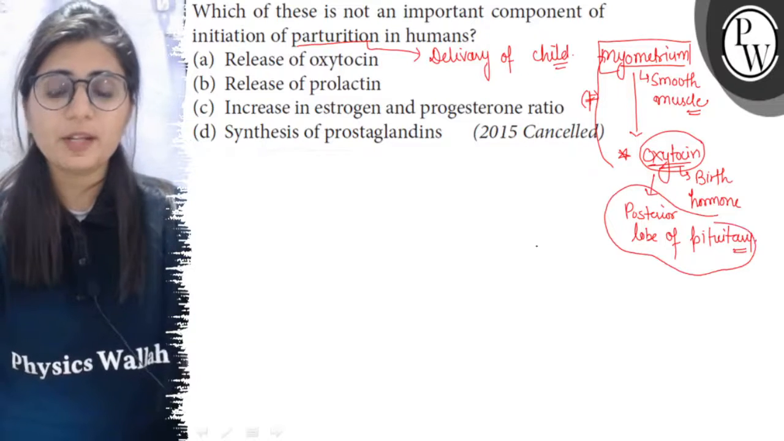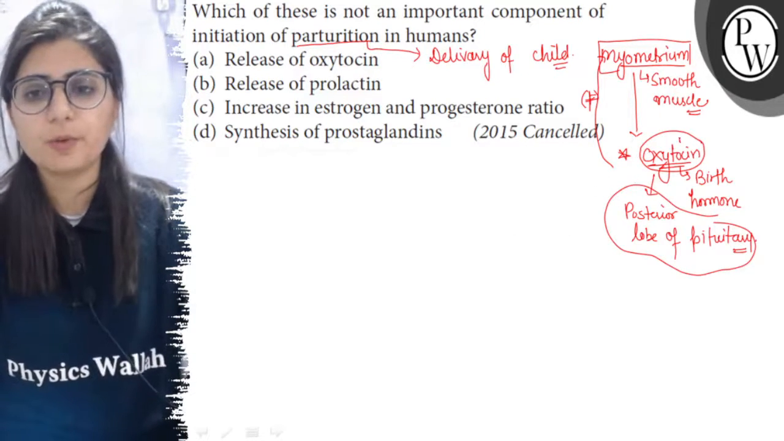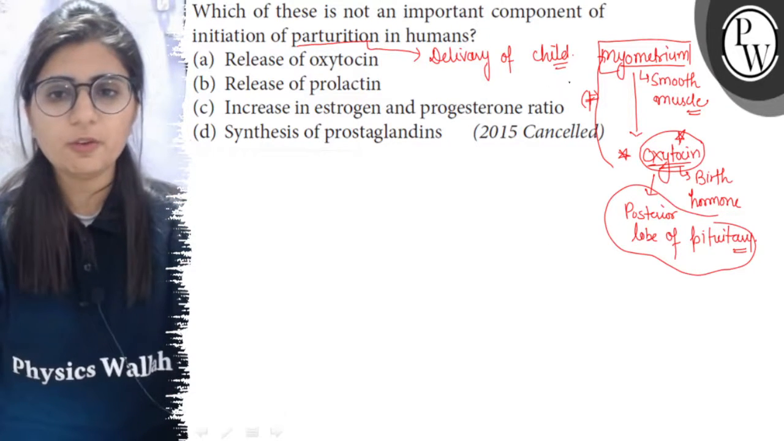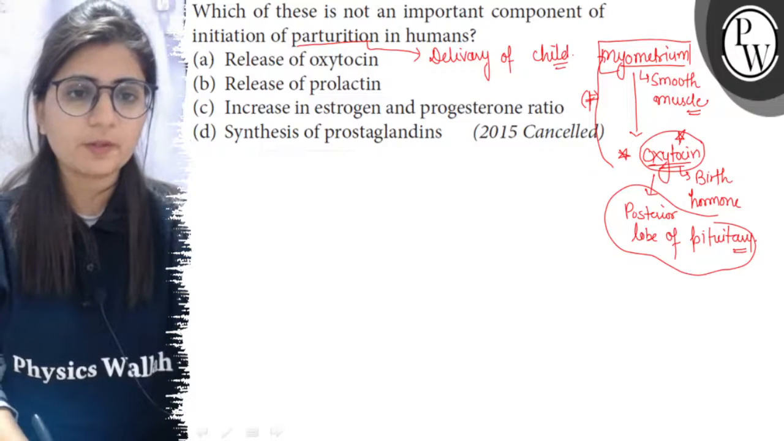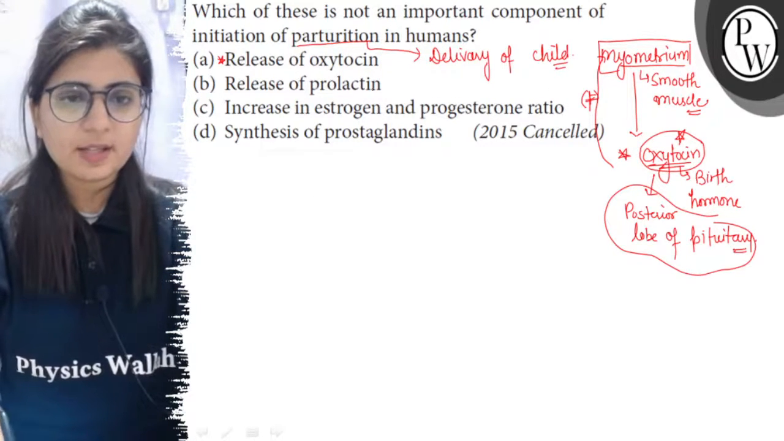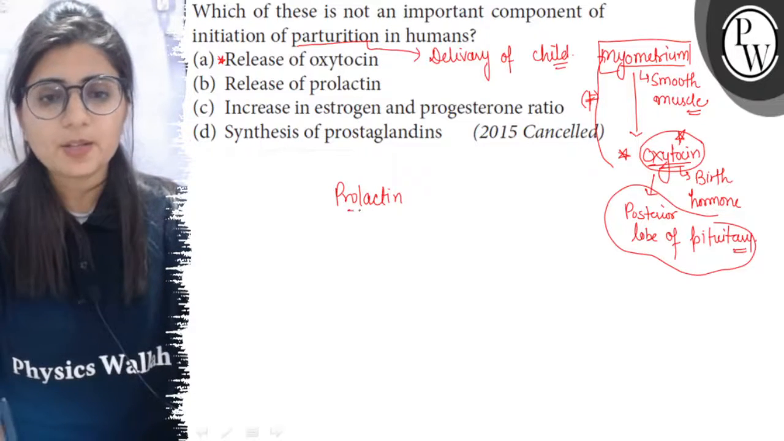So when the fetus and placenta are fully mature, they provide a signal to the posterior lobe of pituitary, which then releases oxytocin, which causes the contraction of myometrium. So this is important for parturition. The next is prolactin, release of prolactin. So prolactin is not required for parturition.